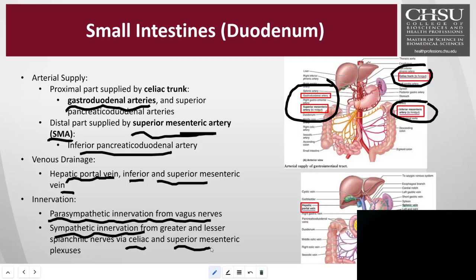Any takers on how many layers is in the GI system? So your whole food tube, your stomach, your small intestine. How many layers is a tube? 4, right? What are the layers?